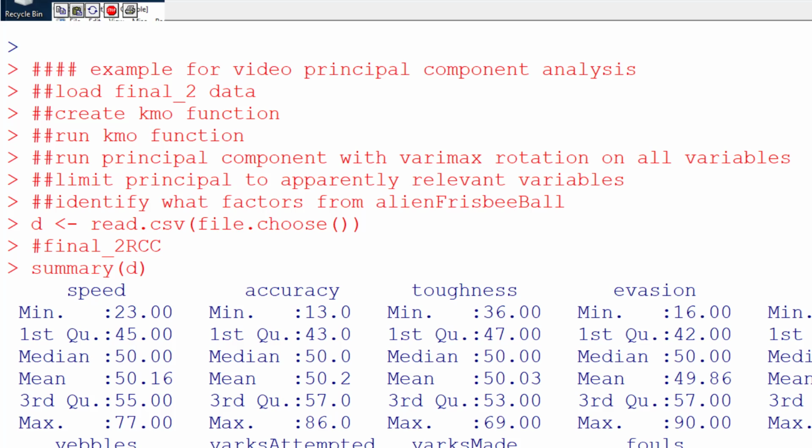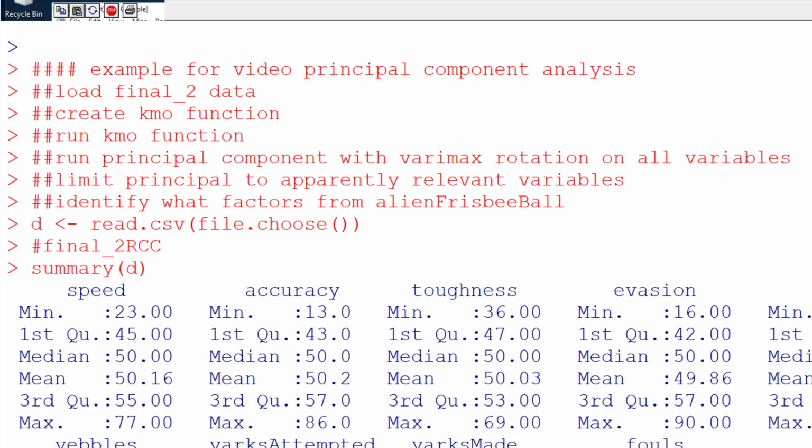Alright, so I've got some factors here: speed, accuracy, toughness, evasion, yeps, yarps, yebbles, yarks attempted, yarks made, and fouls. Some of those words make sense, some of those words don't make sense. It's alien frisbee ball, so that's okay. What we're curious about is how many underlying factors can explain all of these variables. Some of these have an obvious relationship: yarks attempted and yarks made. You shouldn't make more than you attempt, and we can imagine that accuracy might have something to do with that, assuming accuracy means what we think it does.